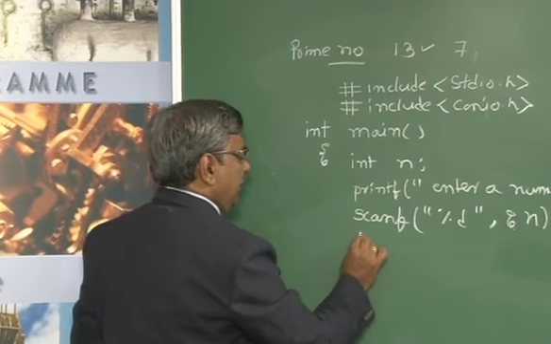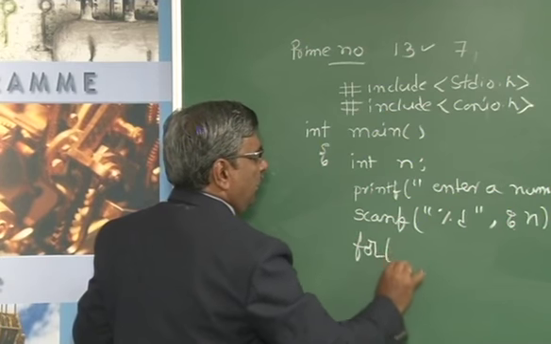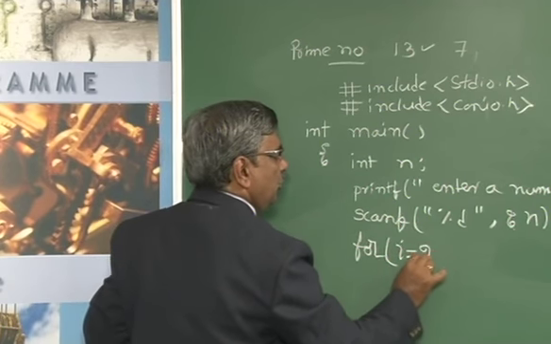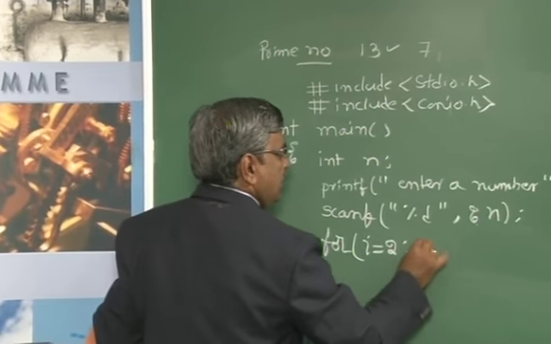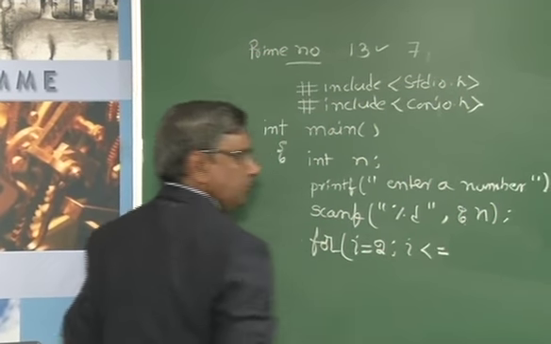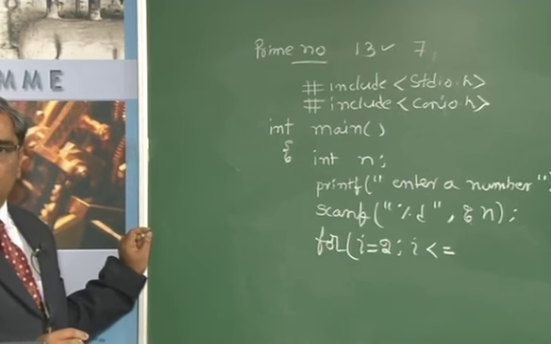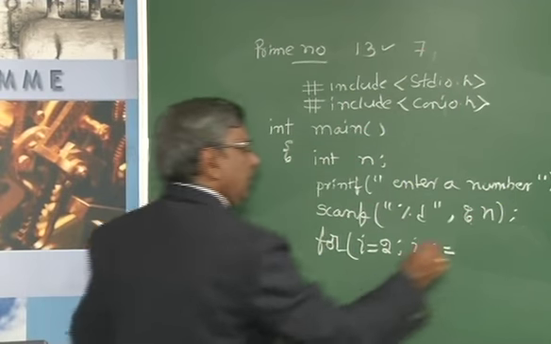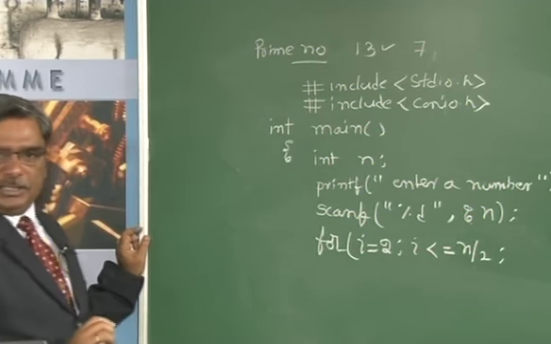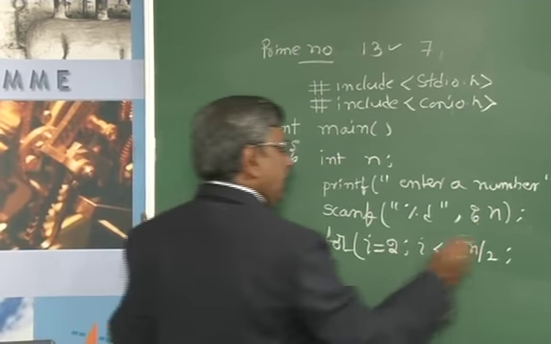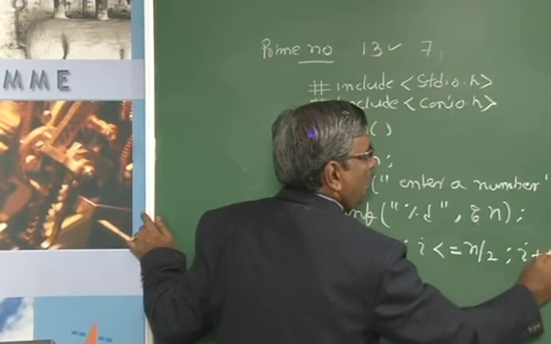So let us start checking using a for loop. Initialize for i = 2, i less than or equal to whatever condition you are going to put, n by 2, that is, up to half. If you check up to half, it is enough. For that reason, at each time increment the value by 1.